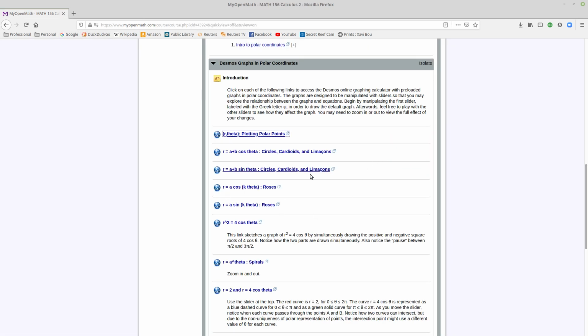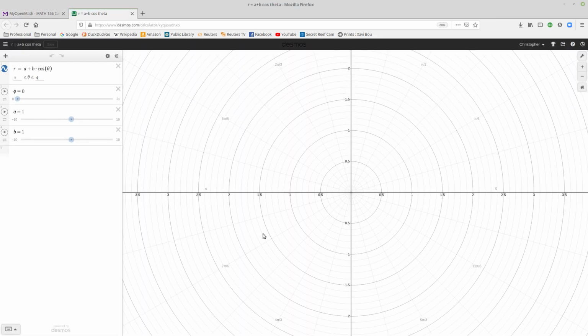But today I want to move on to graphing some functions. So let's click on this first one. We'll come back and describe the title in a moment. And what we're looking at here is a function of the form r equals a plus b cosine theta. And so right now I've got a and b both set to 1. And so you should consider this 1 plus cosine theta. r equals 1 plus cosine theta.